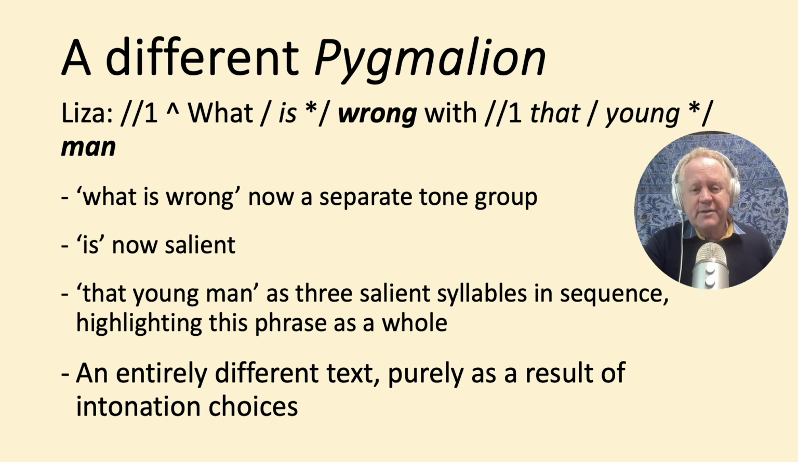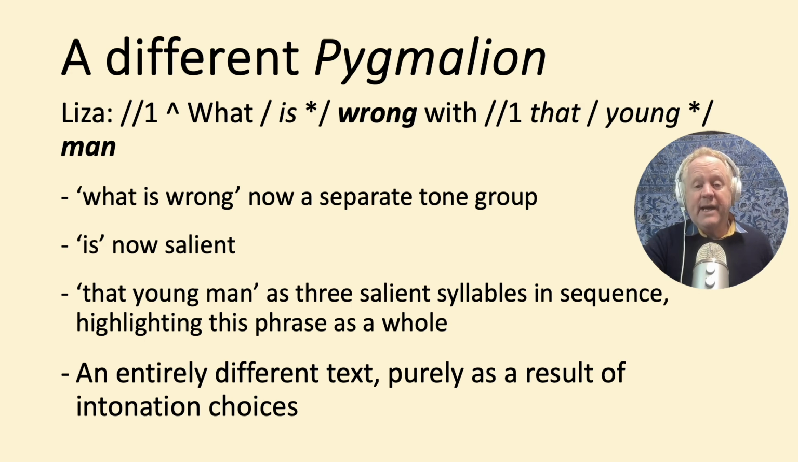While the differences between the two previous versions are quite subtle, this is clearly a completely different line with a different meaning. What is wrong is now a separate tone group. Is is made salient, bringing this interpersonal element to the fore textually, while what is non-salient. And wrong, rather than that, is now tonic, making it the focus of the first tone group. This move, or this tone group, is now about what is wrong with that young man, referring to Freddie, rather than about what is wrong with that, referring to Liza's small talk, which Freddie has laughed at. A different focus makes a different meaning, and a different text in terms of what the text is about.